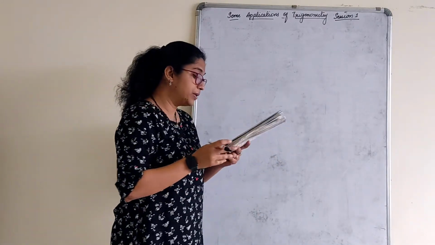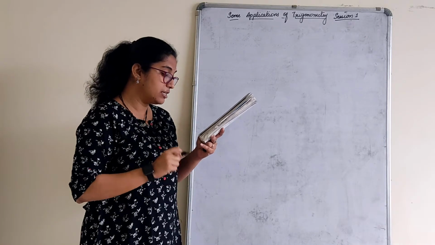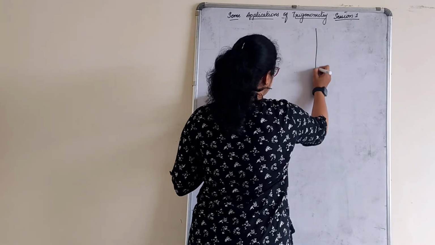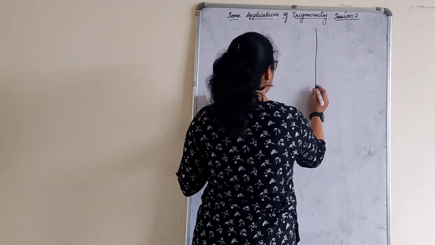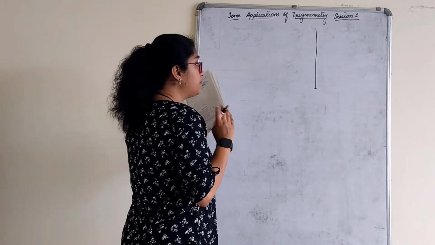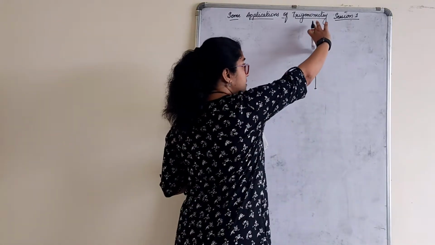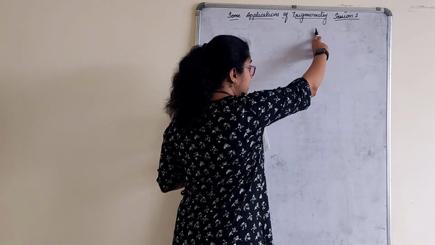A tree breaks due to storm and the broken part bends so that, okay, a tree breaks due to storm. So let me consider this is the tree. So according to this, we'll name it later. A tree breaks due to storm and the broken part, this part breaks, you think. And assume that this tree is there, it broke. The broken part touches the ground.